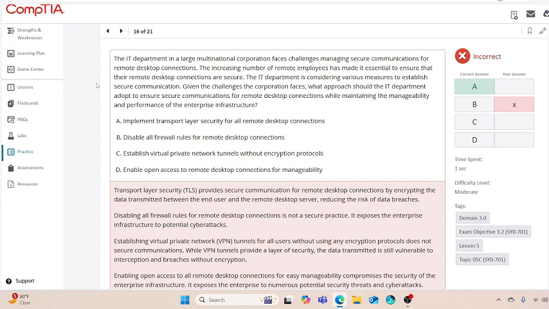Transport layer security, TLS, provides secure communication for remote desktop connections by encrypting the data transmitted between the end user and the remote desktop server, reducing the risk of data breaches.